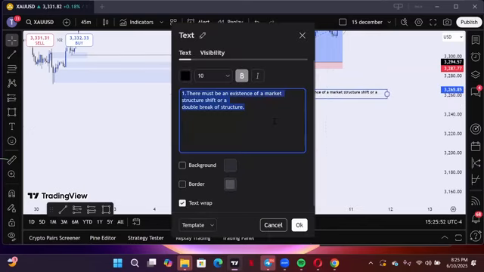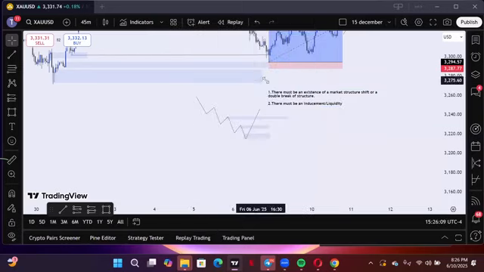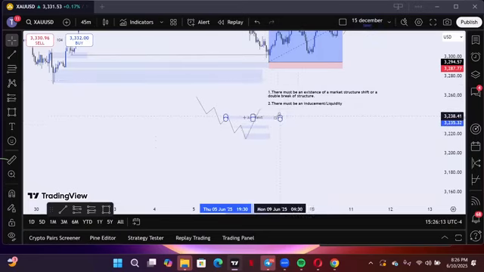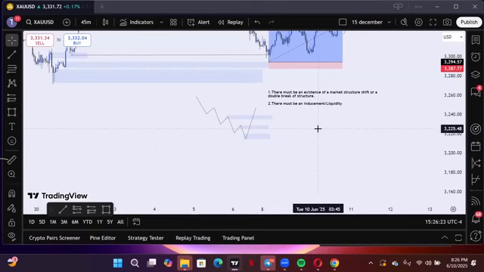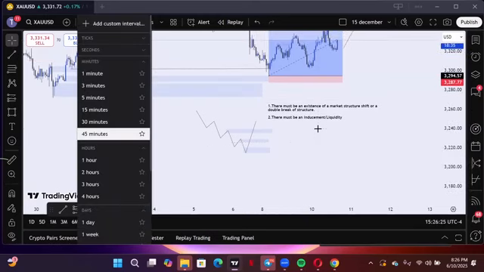Now, the second rule says there must be an inducement slash liquidity. It means that after you've gotten your market structure shift, the second thing you should be looking out for is that pullback that market will make after that structure shift. So after market gives you your double break of structure or your market structure shift, the next thing you pay attention to is, after that candle closes, the pullback that market will make. That is what you're going to be looking for.